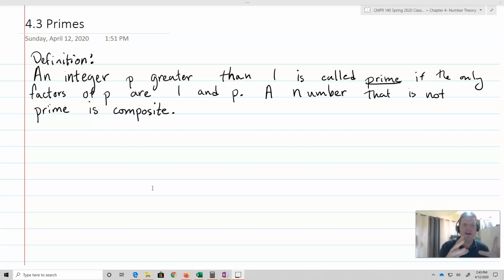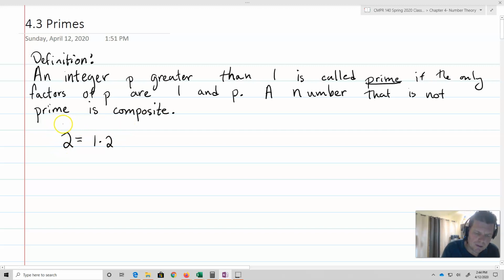So let's start out with this idea of what is a prime. An integer p greater than 1 is called prime if the only factors of p are 1 and p. And a number that is not prime is composite. All right. If we look at that, for example, the smallest prime is 2. 2 equals 1 times 2, and there's no other factors of 2, so 2 is the smallest prime. The number 1 is not a prime number. It's not composite either. It's just, well, it's 1. But 2 is 1 times 2.